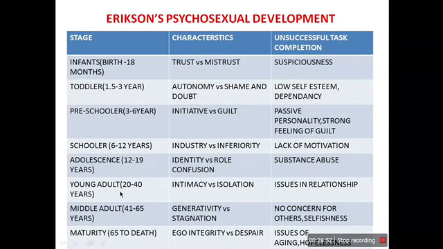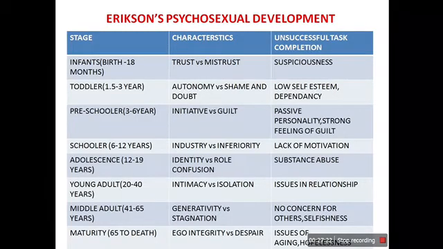Next stage is young adult. It starts from 20 to 40 years. It includes intimacy versus isolation. In this age the person starts loving relationships and other attachments or relationships with others. If he cannot do this, then in future there will be issues in relationships.